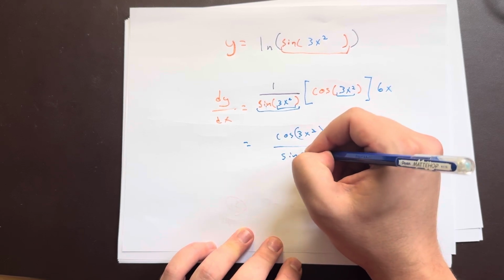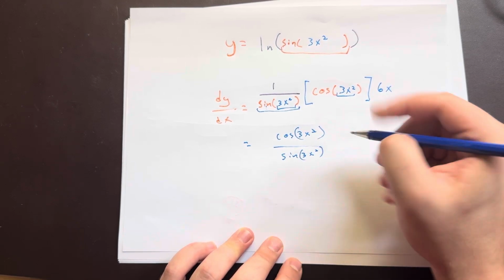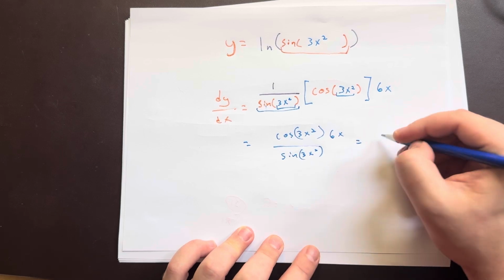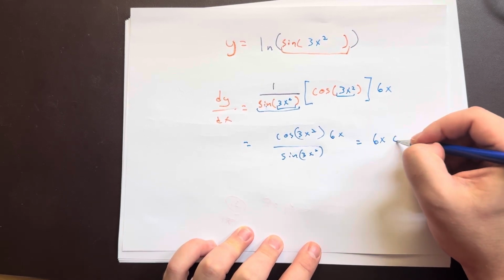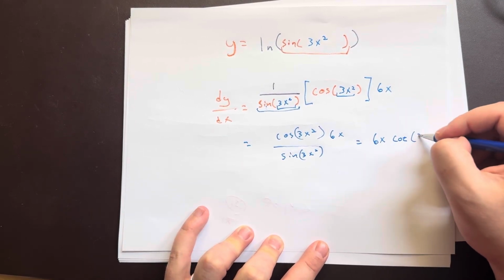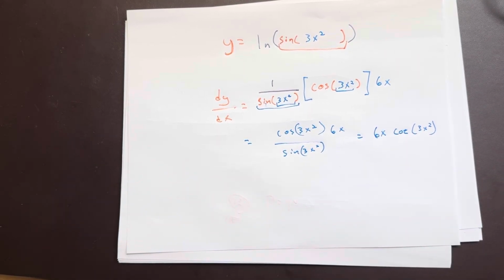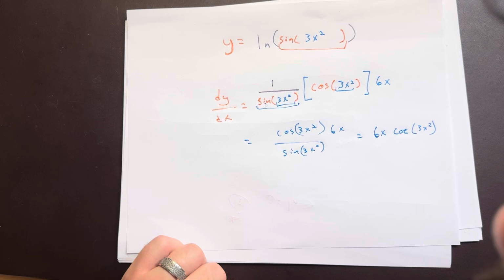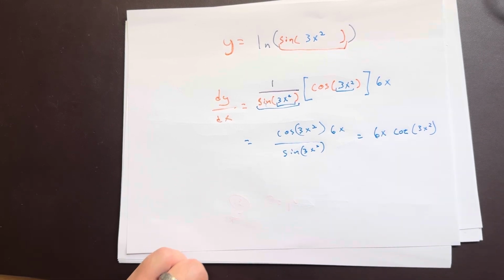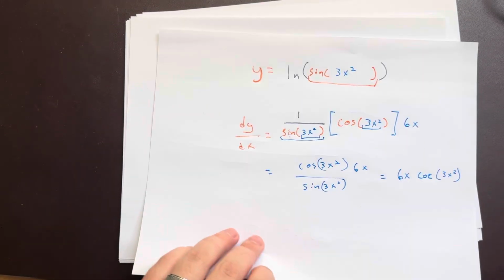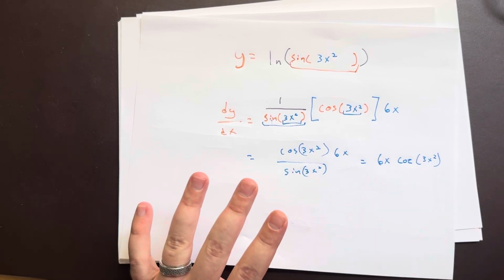You don't need to do this. I'm a crazy person, times 6x. This is 6x cotangent of 3x squared. Just because it's so nice and small and neat, very peaceful, very mindful, very demure. All right, that's that triple chain rule.